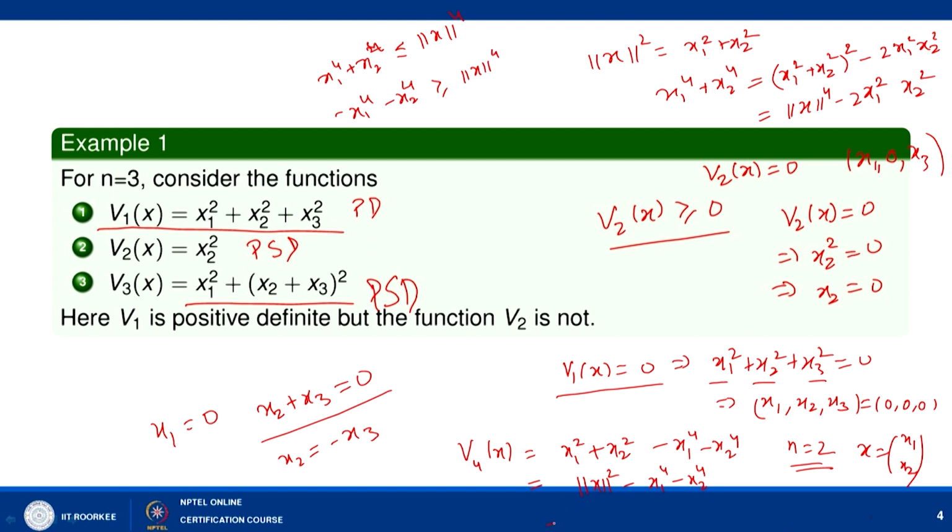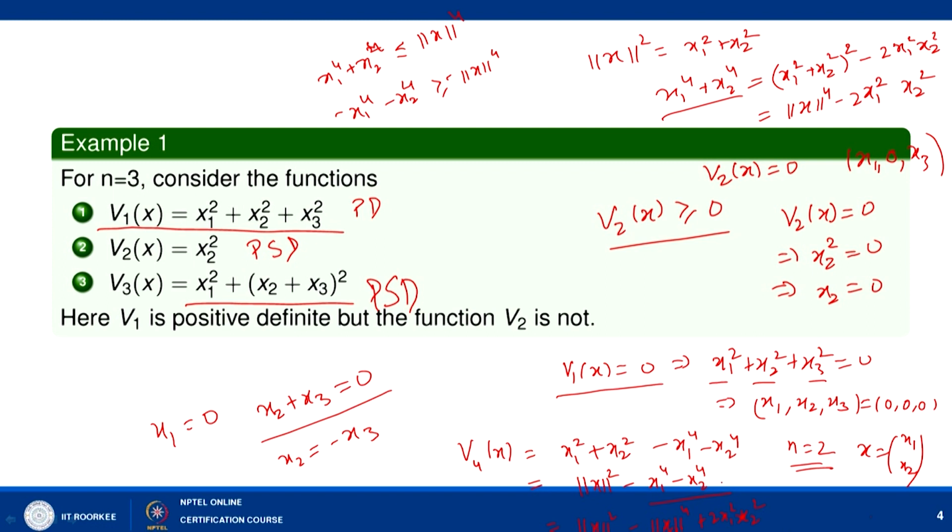So, I can write this as greater than or equal to. Here we can say that x1 to the power 4 plus x2 to the power 4 is written as norm of x to the power 4 minus 2 x1 square x2 square. If you use this value of x1 to the power 4 plus x2 to the power 4, then we can write V4(x) as norm of x square minus norm of x to the power 4 plus 2 x1 square x2 square.